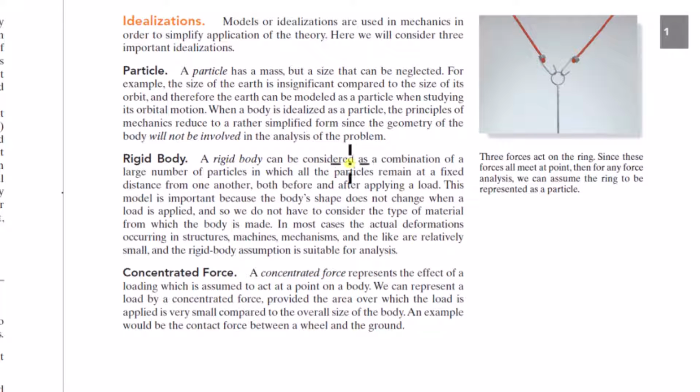A rigid body can be considered as a combination of a large number of particles in which all the particles remain at a fixed distance from one another, both before and after applying a load. So what is that saying? That's saying that you're assuming the body doesn't deform, even when the load is applied to it. This model is important because the body's shape does not change when a load is applied, and so we do not have to consider the type of material from which the body is made. In most cases, the actual deformations occurring in structures, machines, mechanisms, and the like are relatively small, and the rigid body assumption is suitable for analysis.